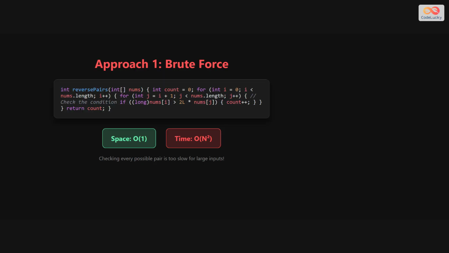The most intuitive way to solve this is using a brute force approach. We can use 2 nested loops. The outer loop picks the first element, and the inner loop checks all subsequent elements. If the condition is met, we increment our count. However, this method has a time complexity of O of n squared, which is too slow for large arrays.